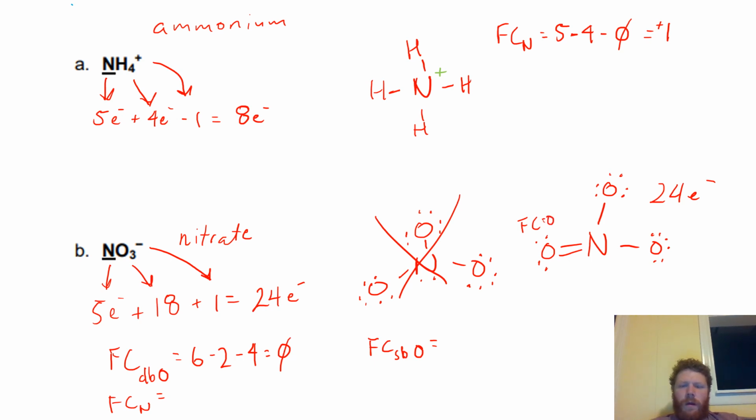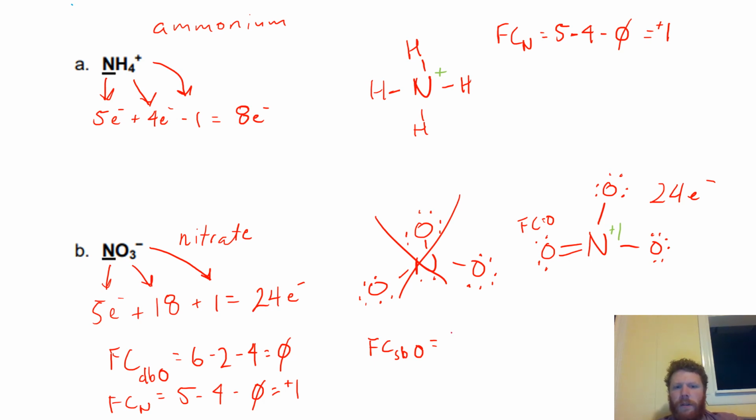Now our formal charge for nitrogen. Nitrogen is bringing in 5 valence electrons. How many bonds does it see? 1, 2, 3, 4. 4 bonds. How many unshared electrons does it have? 0. So our formal charge for nitrogen is positive 1.